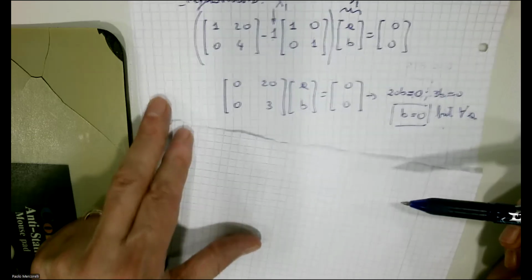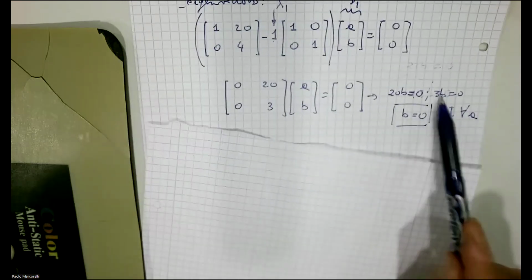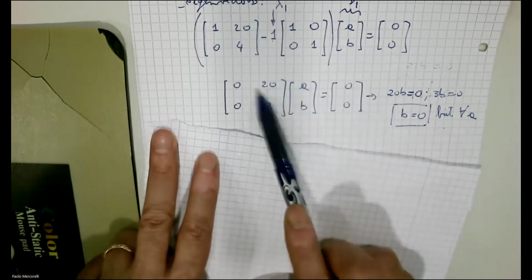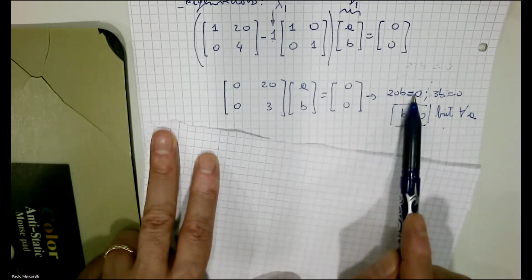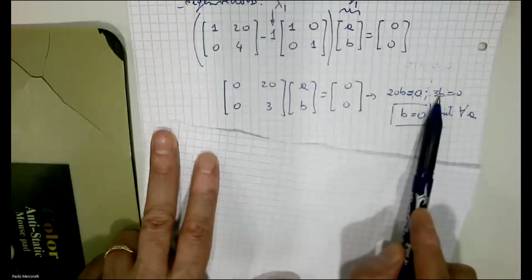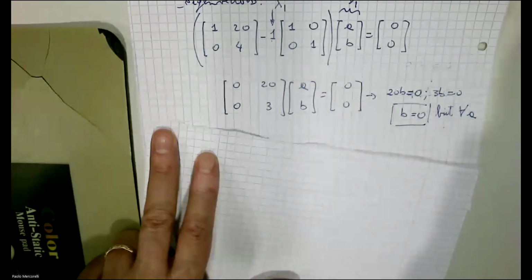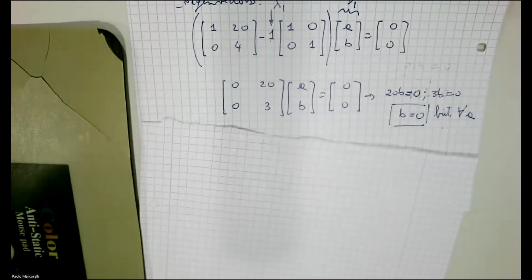this V1, because in both conditions, I have B equals 0. For the first product, I have 20B equals 0. For the second product, I have 3B equals 0. This means in both cases, B equals 0, fixed. If I have two conditions, B equal 1 and B equal 3, no solution exists, because B equal 1, B equal 3, I cannot decide.